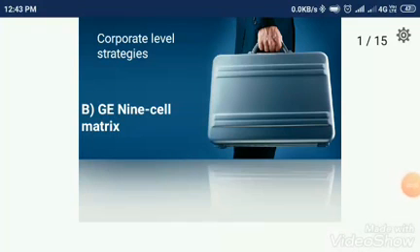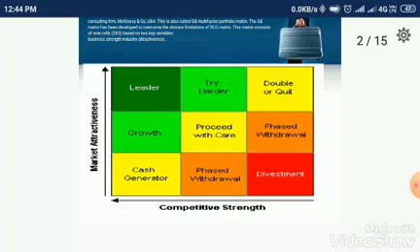This is the PDF version of our corporate level strategy, the second one, which is called the G 9-cell matrix. I explained to you that it was developed by the General Electric company with a consulting firm called McKinsey.